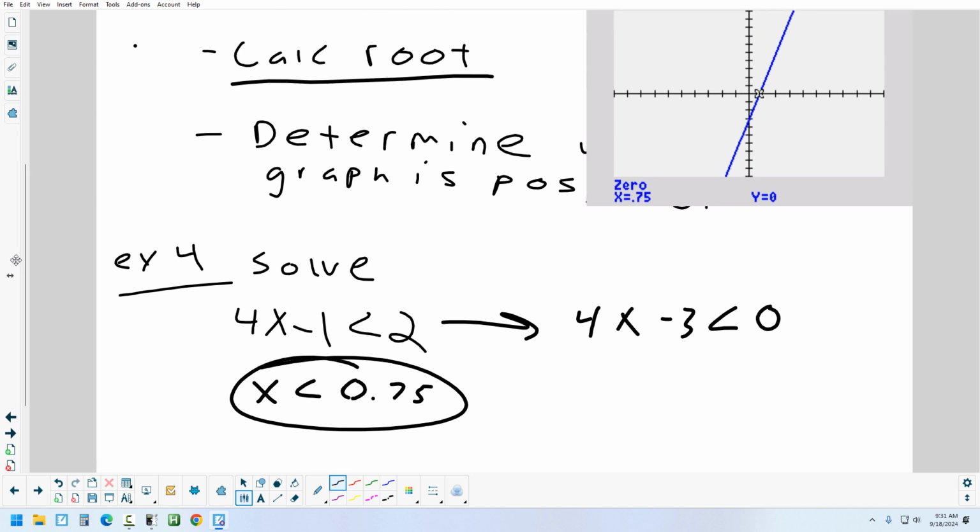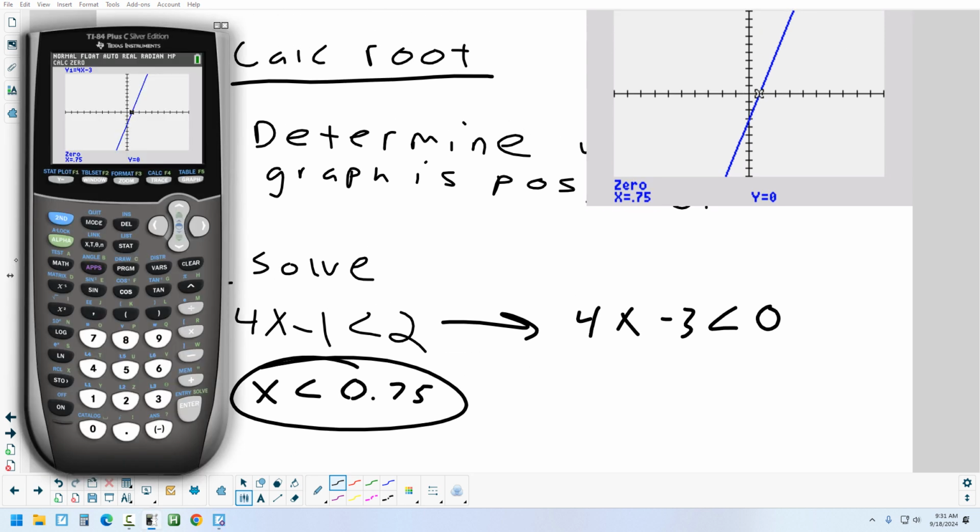Any question on that? Yeah. Can you show how you found the root? Yeah. So second calc, 0. Pick a point to the left and hit enter. Pick a point to the right of your root and hit enter. And then the guess doesn't really matter. Just hit enter one more time, and you'll get 0.75. Okay, so that's one method.